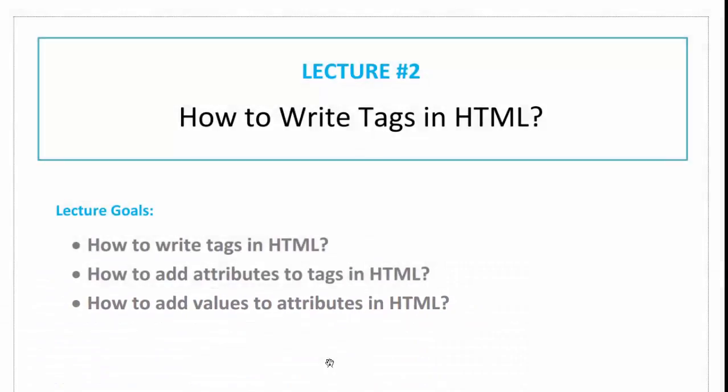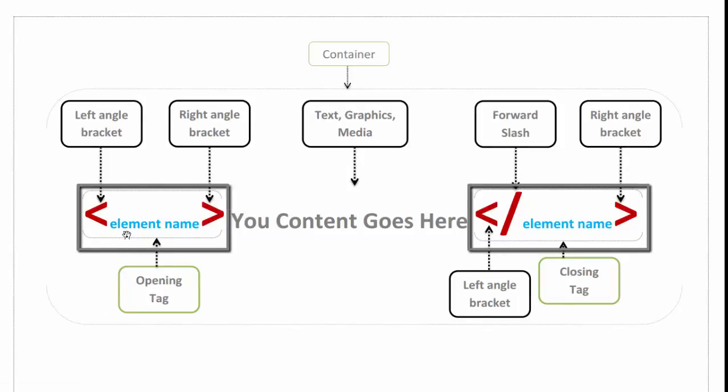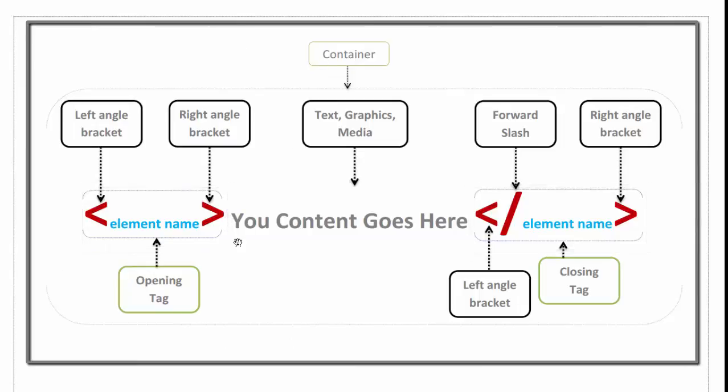First of all, HTML is based on tags, and it is the tags in HTML that instruct a browser to display your content on a web page. Tags in HTML usually come in pairs. That is the opening tag and the closing tag. And together these two tags form a container. And a container's job is to format your content, whether text, graphics, or media, and display it on a web page.